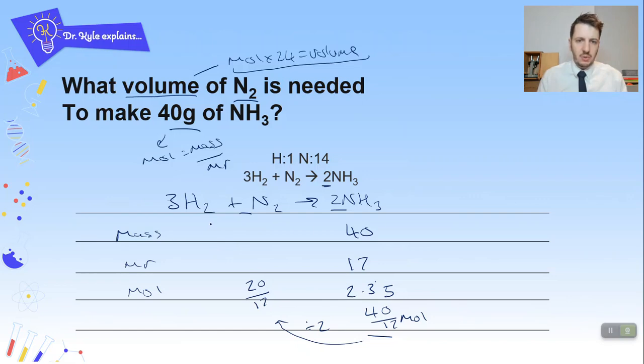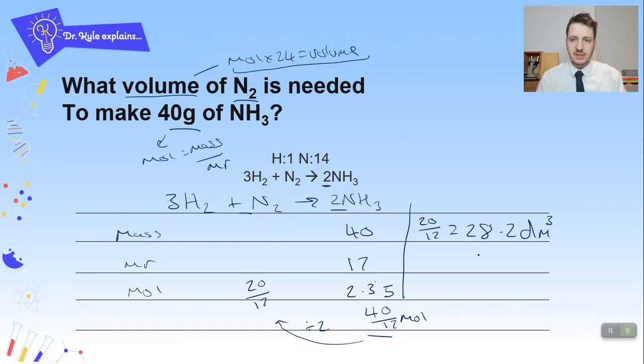Okay, right, so I want to know what volume I need. Now, I could carry on this calculation if I wanted to work out my mass, but I don't need to do that. So I've got my number of moles now, and so I've got 20 over 17 moles. So I'm just going to times that by 24, and that gives me 28, and if I just stick it to 1 decimal place, 28.2 decimeters cubed.